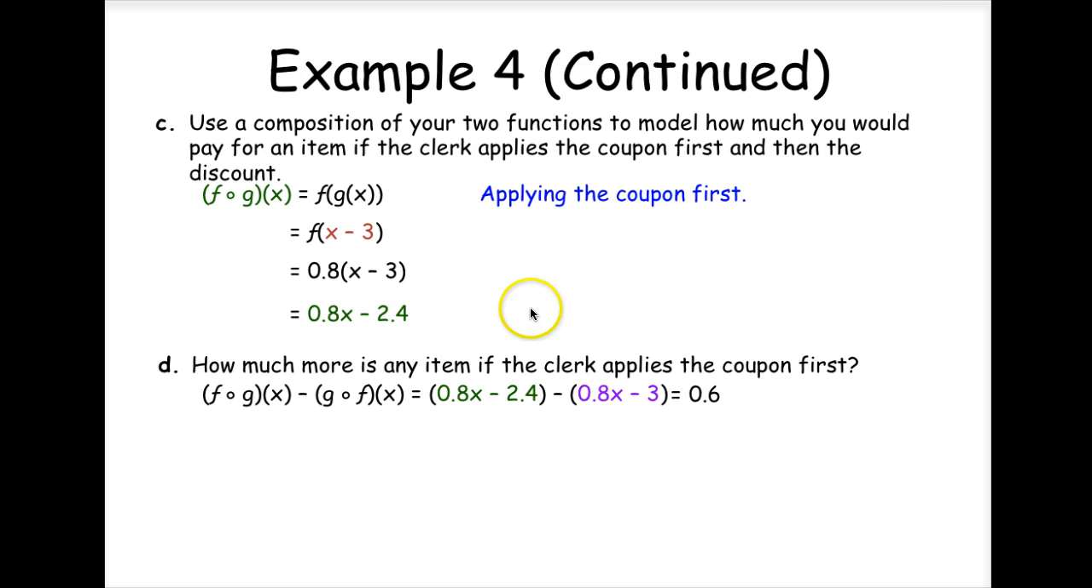How much more is any item if the clerk applies the coupon first? So we take our first one and we find the difference between our first one and our last one, applying the coupon first or applying the discount first. And the difference is 60 cents more. Any item will cost 60 cents more if they apply the coupon first.